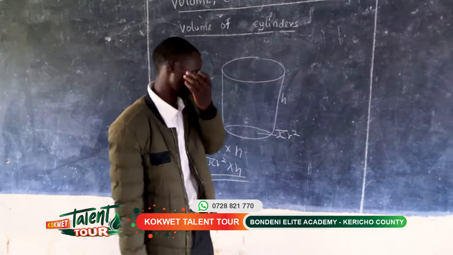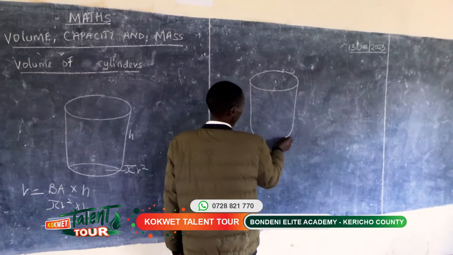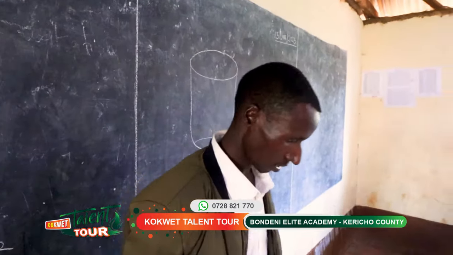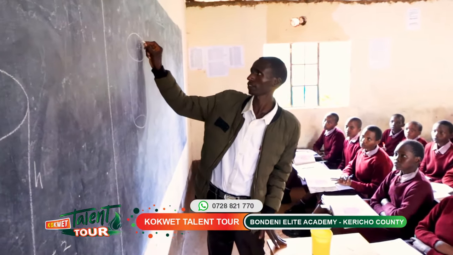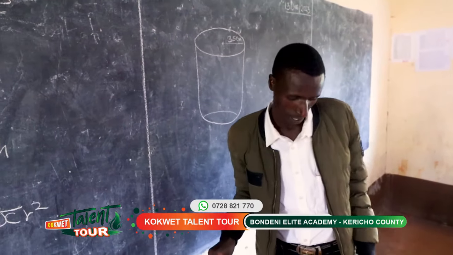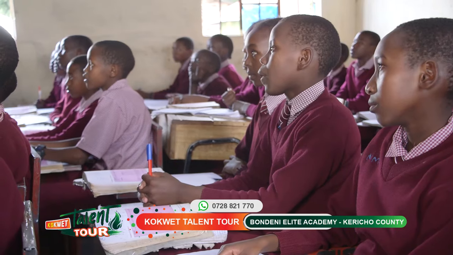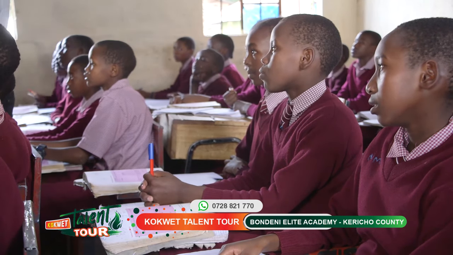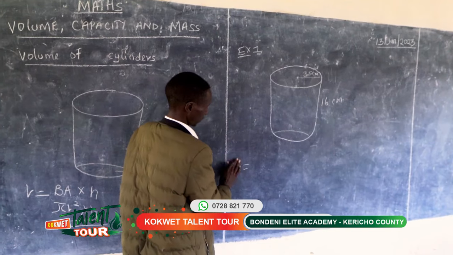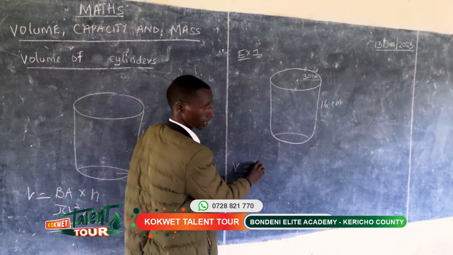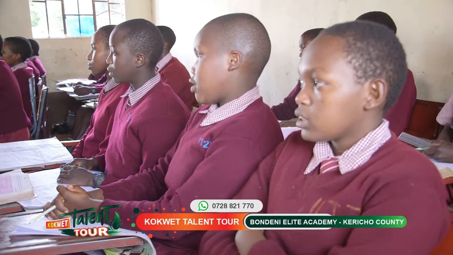Let me give you an example. Here is a cylinder. What is the volume of a cylinder whose radius is 35 centimeters and the height is 16 centimeters? You find the area of the base, then you multiply by the height. Example one. The volume equals the area of the base, which is pi r square, then you multiply by the height.